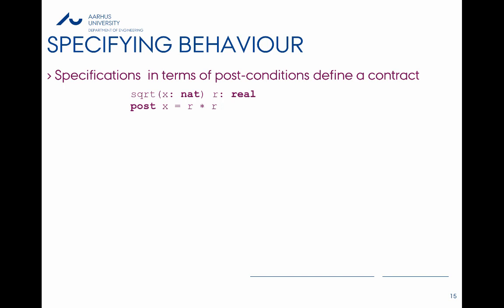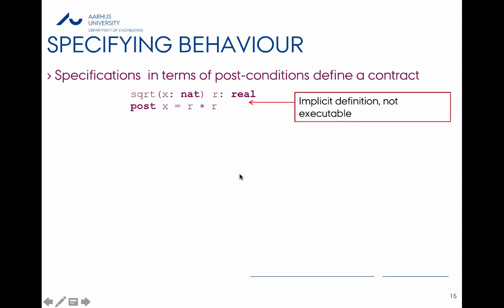When you want to specify behavior, it can be done in terms of postconditions, like a contract. So if you want to take the square root of some number and get some number back, essentially it's the number that multiplied by itself gives the original. This is an implicit style. We cannot execute that in a tool like Overture.